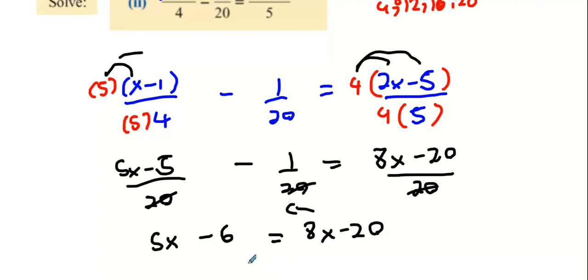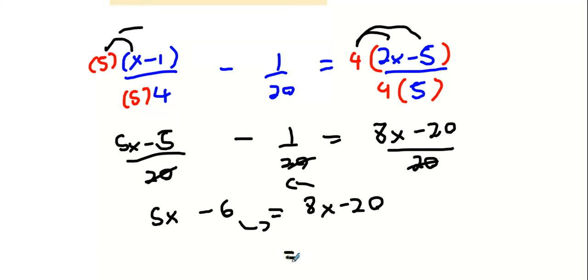Move all x's to the left and regular numbers to the right. So we're going to get 5x, and the 8x moves from the right-hand side to the left-hand side, becomes minus 8x, and then the minus 6 moves from the left to the right to become plus 6, I believe.